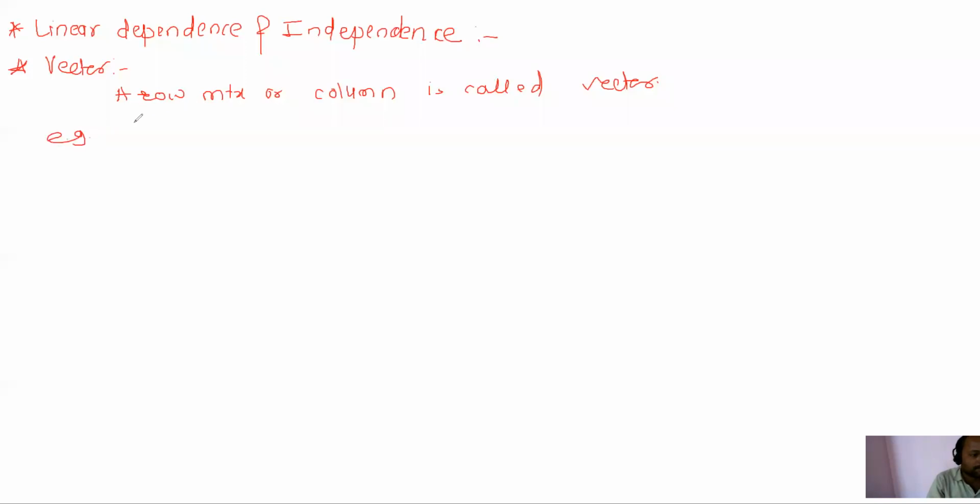For example, suppose this is 1, 2, 3. This is one type of vector, or suppose a, b as a column 1, 2, 3. This is also one kind of vector. Generally we call it a row matrix and column matrix, but particularly now we consider it a vector. Understood, everyone? Yes, sir.